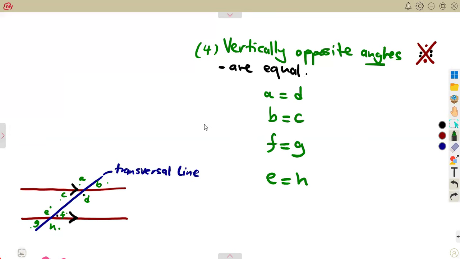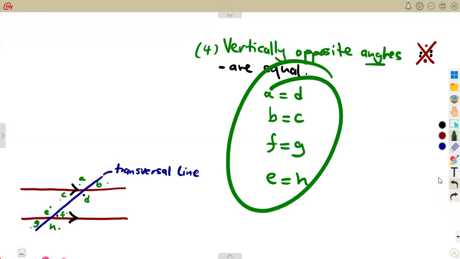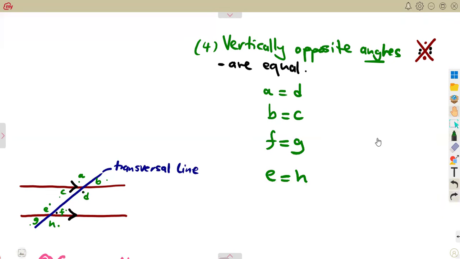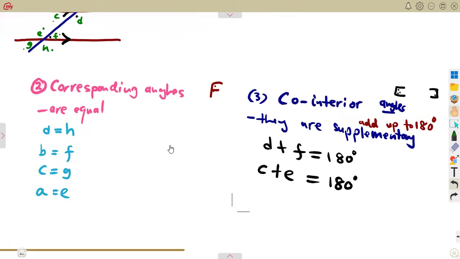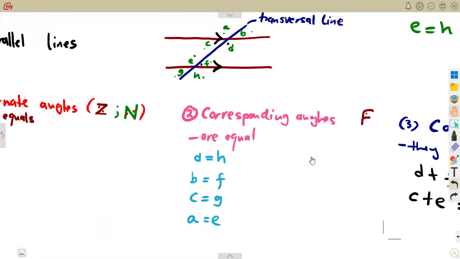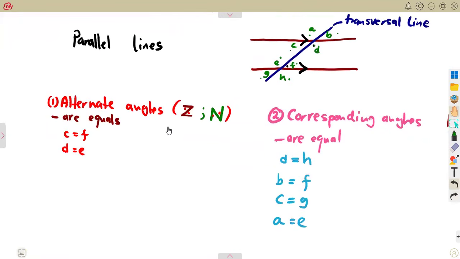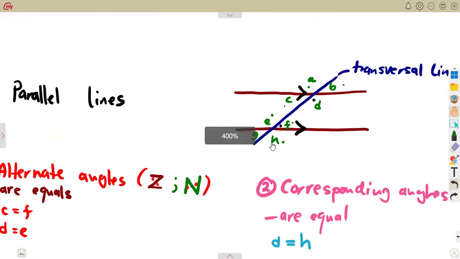With these angles that we just listed here, questions will be asked. So you must answer the question using the concept. Is it about vertically opposite angles? Is it about the co-interior? Is it about the corresponding or the alternate angles? And also, you must consider angles on a straight line. That part we already know, guys.